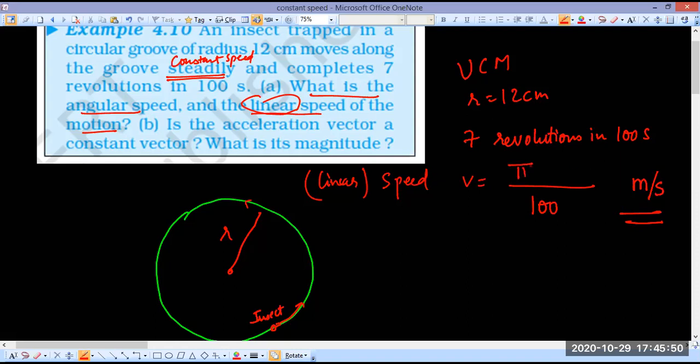Let pi be pi. I want the answer in SI units. Give me the answer of speed. Come on. Done. So, which are the other ones?